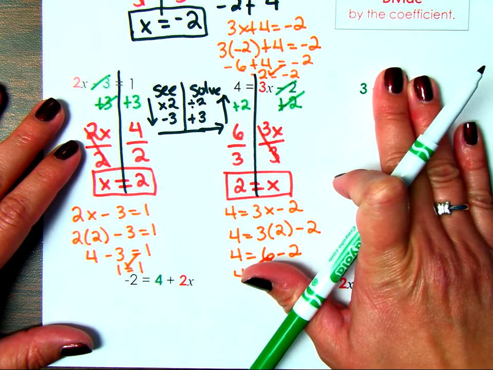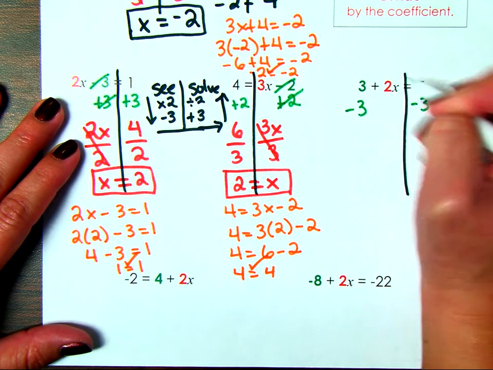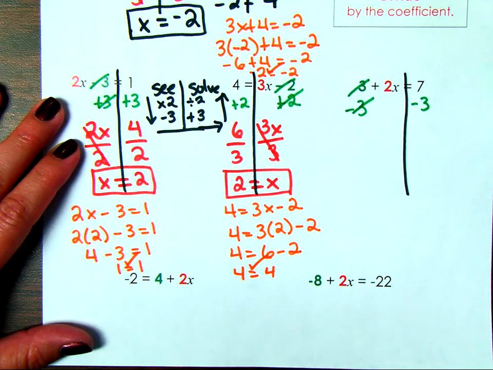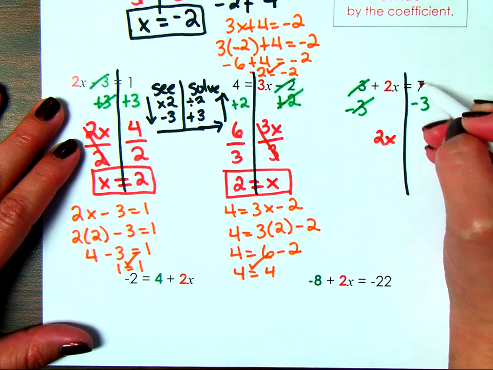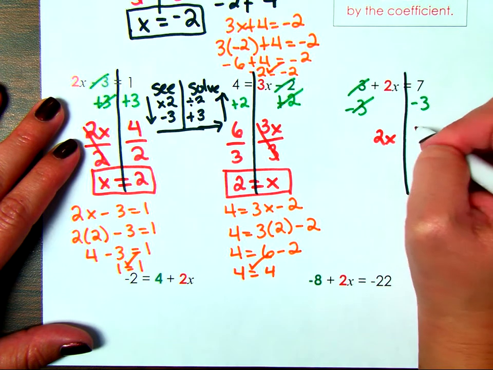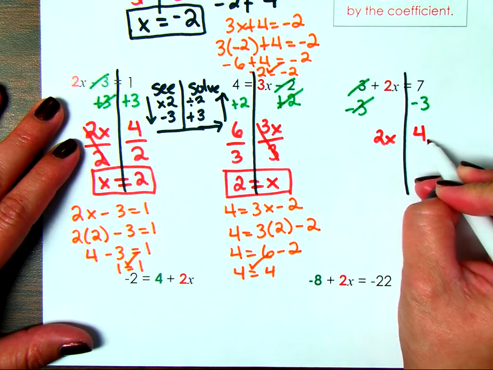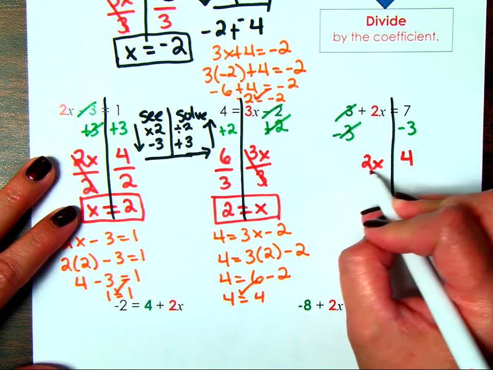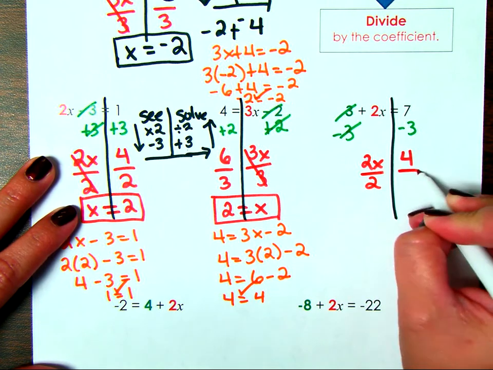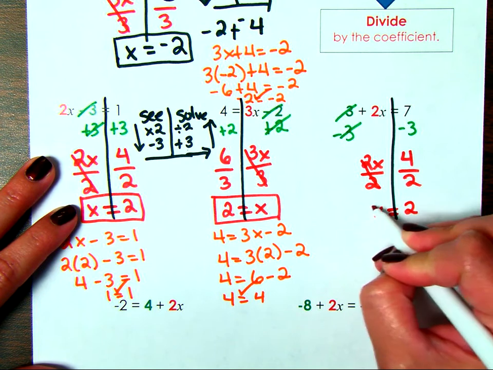So the opposite of positive 3 is 3 negatives. So this cancels out. Gets me 2x by itself. 7 minus 3, or 7 combined with 3 negatives, is 4. 2 x's are sharing 4. So we're going to divide by the coefficient because we see a 2 in front, which means multiply by 2. So do the inverse operation, and look, it ended up being 2 again.